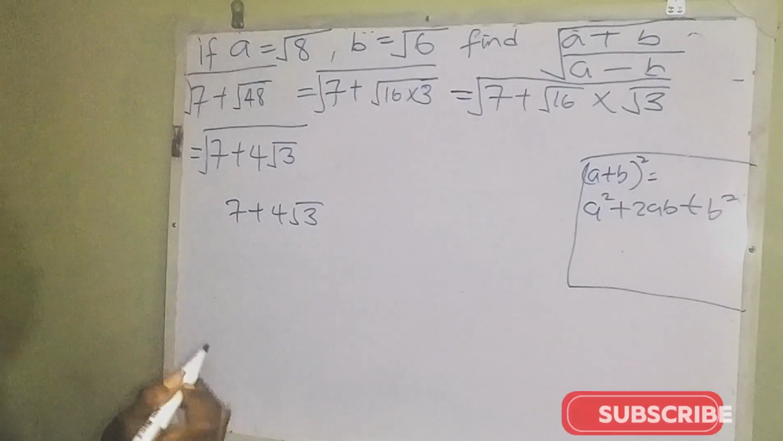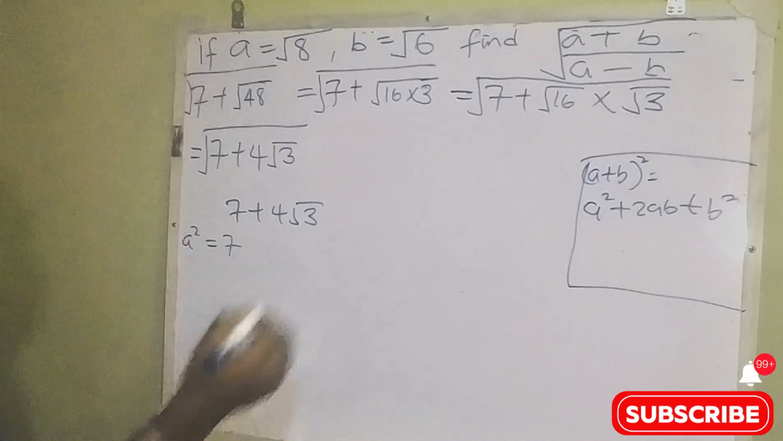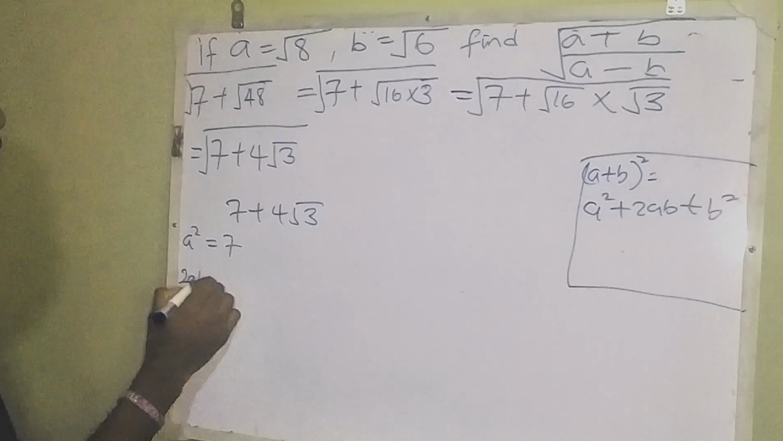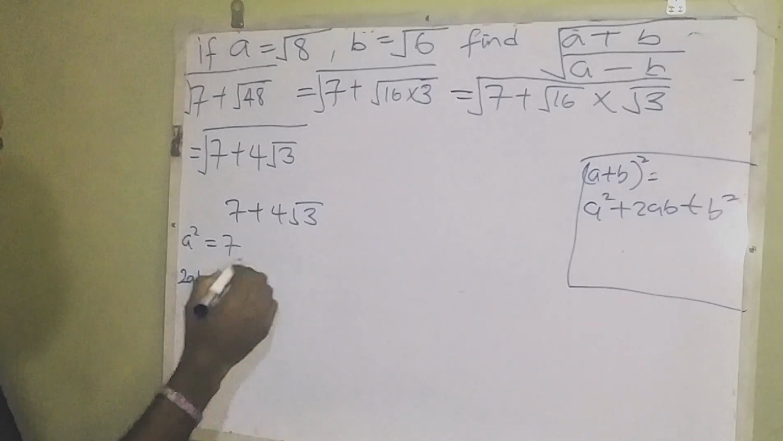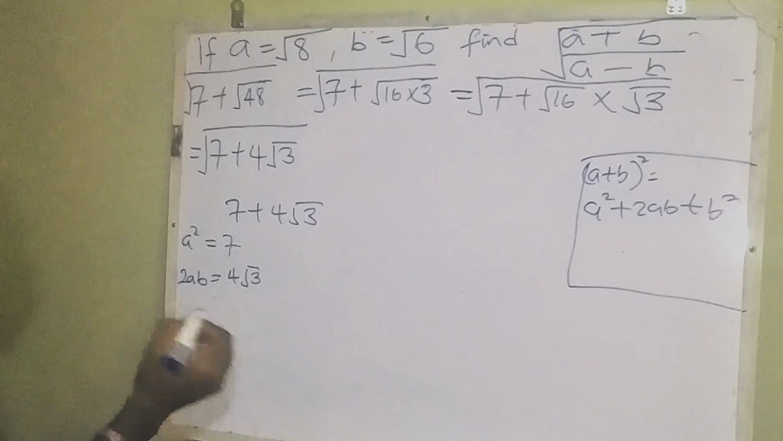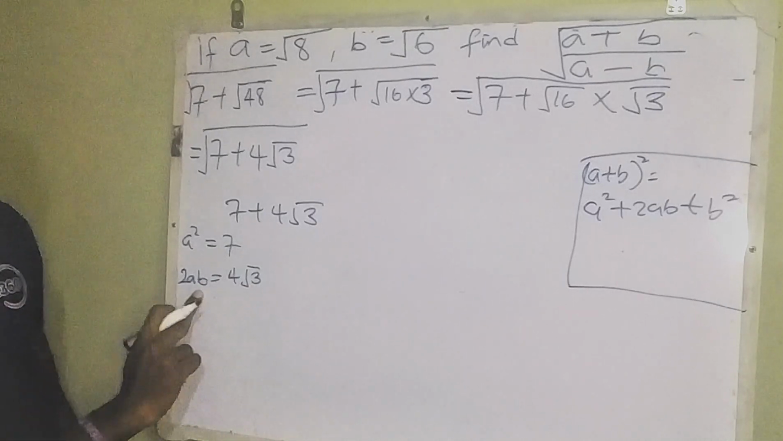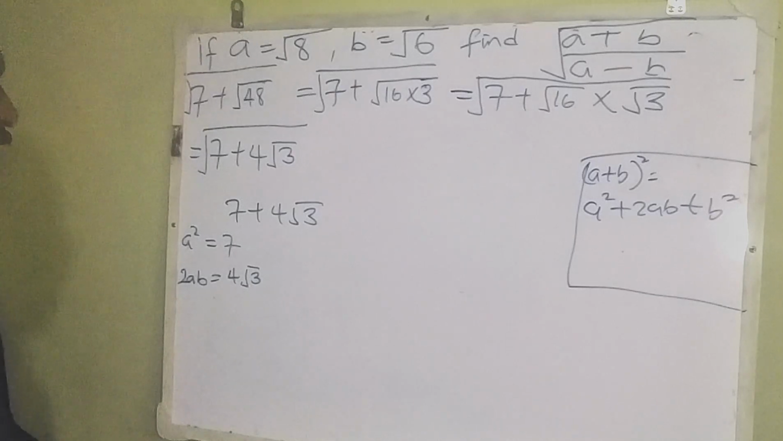So we can now start doing something. a squared is equal to 7. 2ab, we are using the try and error method. 2ab is equal to what? 4 square root of 3. Now, b squared we don't know, but we can find b from here. If we can find b from here, we can automatically square it and get the answer.